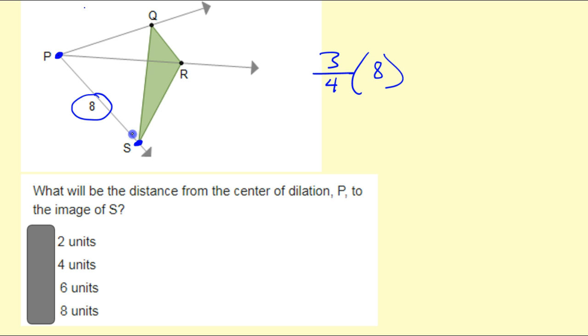All right, just use the scale factor, and that will give you the new distance. So this will be S prime. It'll be some new distance that's 3/4 the original distance. If I were to multiply this out, this is like 8 over 1. 3 times 8 is 24. 4 times 1 is 4. 24 divided by 4 is 6. So the new distance would be 6. So this is the answer.